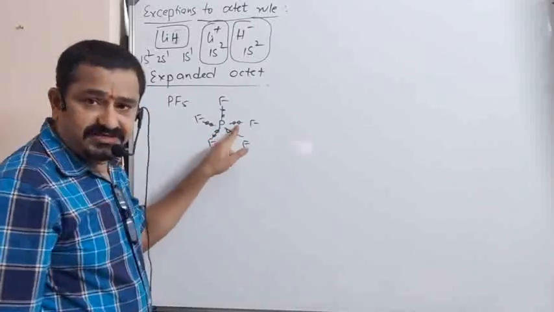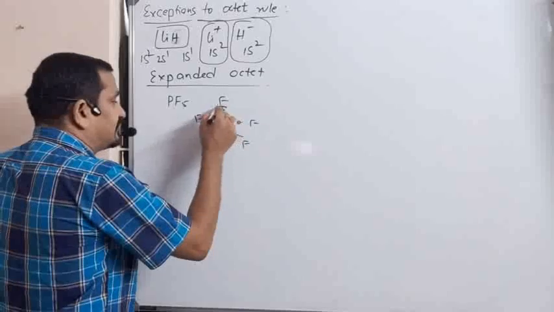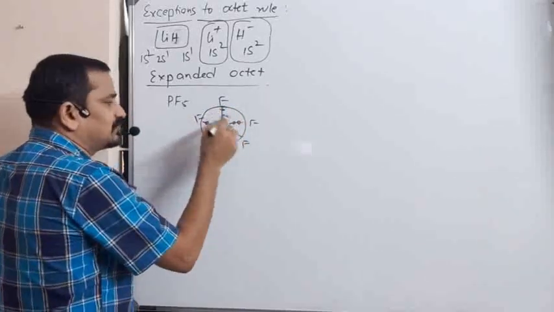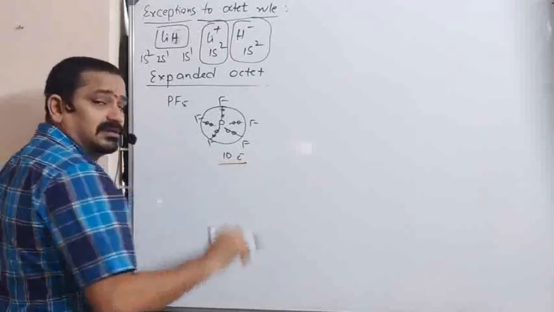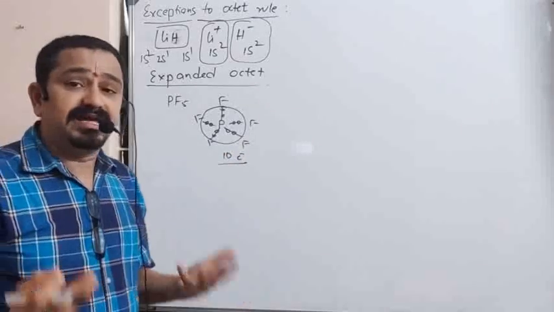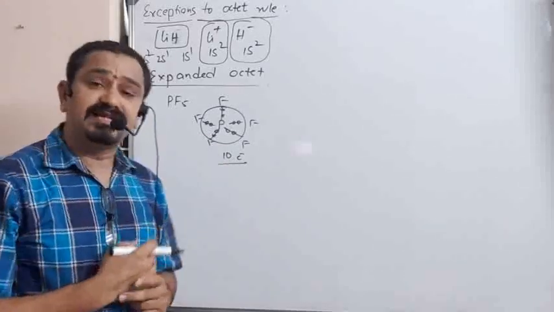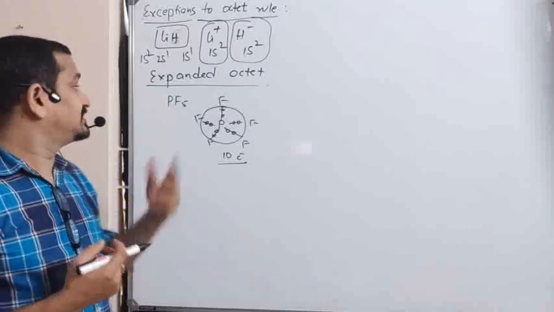Each bond is associated with 2 electrons. Totally, phosphorus has got how many electrons after bond formation? 2 plus 2 plus 2 plus, like this, 10 electrons it has got. According to the octet rule, an atom should get 8 electrons after bond formation to get stability. But here phosphorus has got 10 electrons. It is expanded octet.